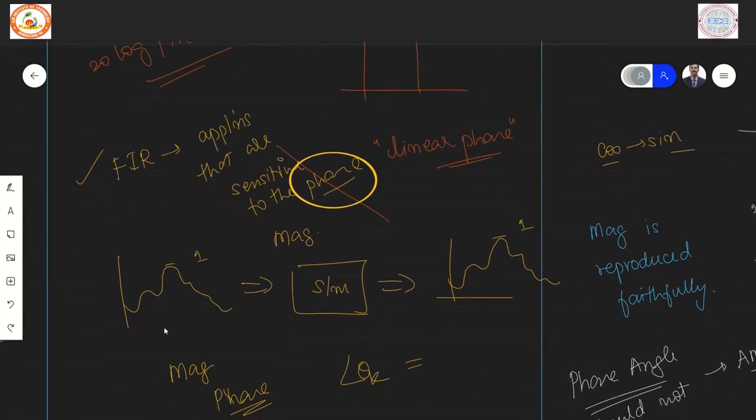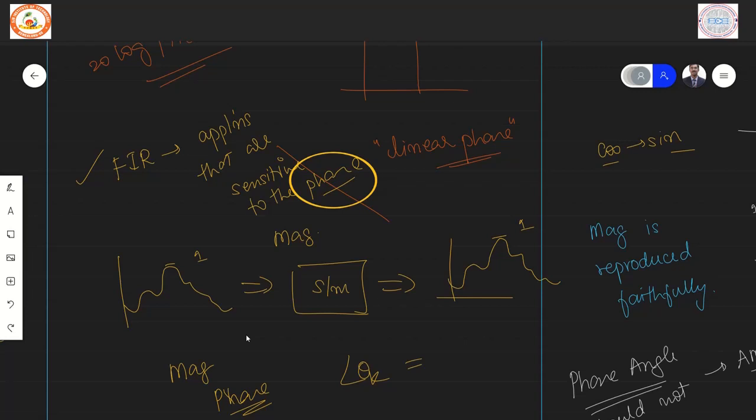So, in the case of IIR, it generally reproduces the magnitude faithfully. That means that when you give a particular input, the output will preserve the particular magnitude. But you cannot say the same about phase. Now there are applications where the phase is conveying the information along with the amplitude, and then altering the phase may cause you to misinterpret the result. Therefore, in this case, FIR is preferred.